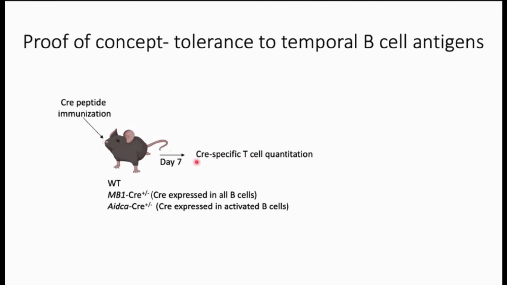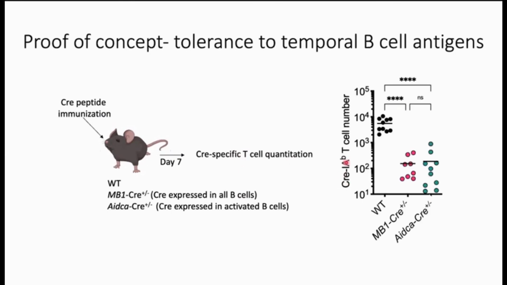If there is tolerance against the CRE antigen, what we would see is a reduction in the number of CRE-specific T cells due to the tolerance. And when we looked at this, that is actually what we saw. This is the quantitation of the CRE-specific T cell numbers. In the wild-type mice, there are upwards of 5,000 to 6,000 of those cells. However, when you immunize the mouse that expresses CRE in B cells or only in class-switched B cells, there is a significant reduction of those cell numbers, meaning that there is tolerance against the CRE antigen in these 2 systems.